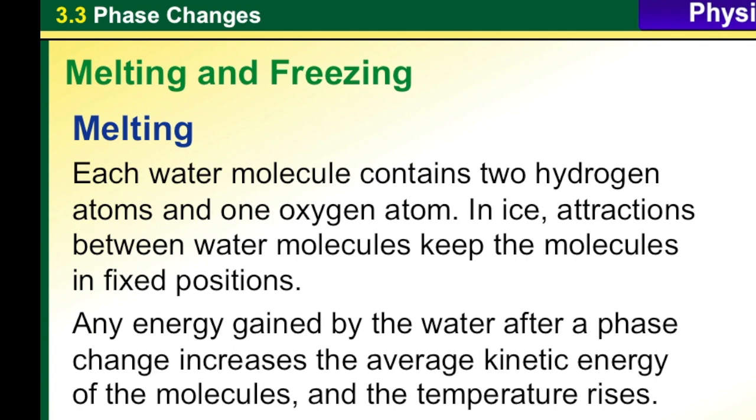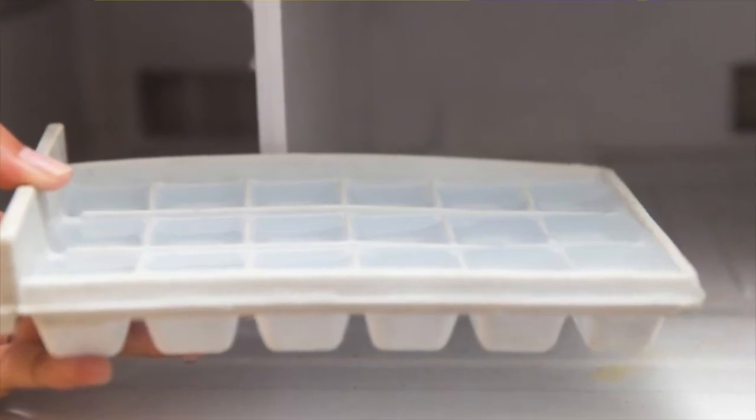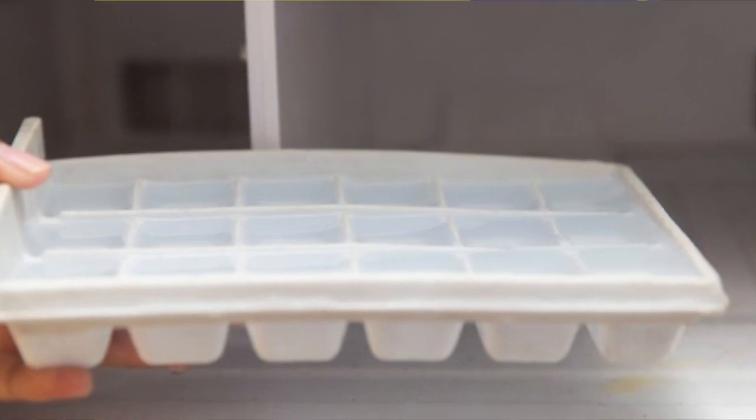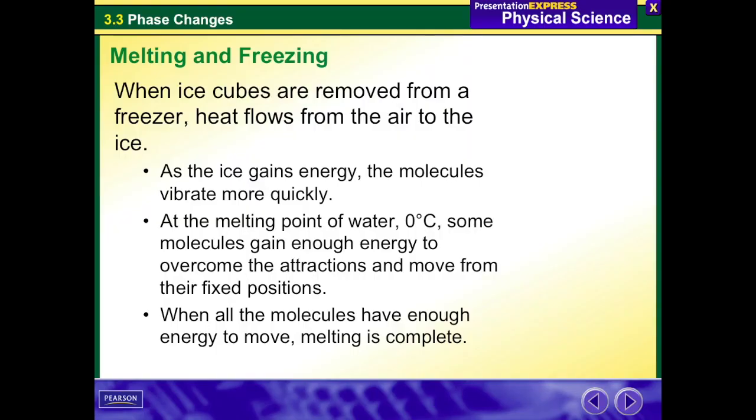As it gains energy, the kinetic energy of those molecules increases, and it allows it to melt, and then the temperature can start to rise. When an ice cube is removed from a freezer, the heat flows from the air into the ice. That is what we call an endothermic change. As the ice gains energy, the molecules vibrate more quickly.